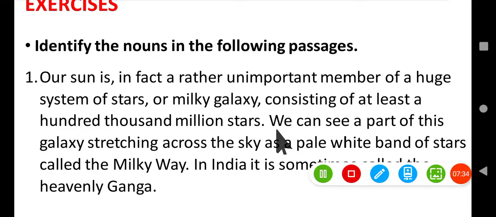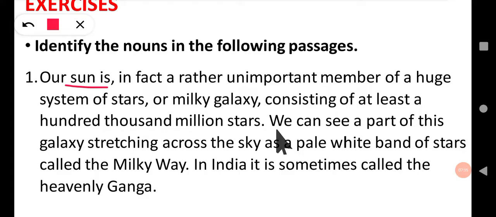See, the first noun that we can find immediately is sun. Next, a member is also a noun. Next, stars. After that, Milky Galaxy, at least 100,000 million stars again. So all the underlined words here are the nouns.